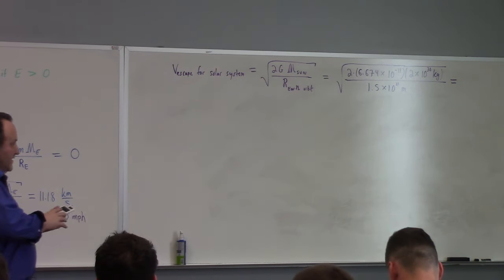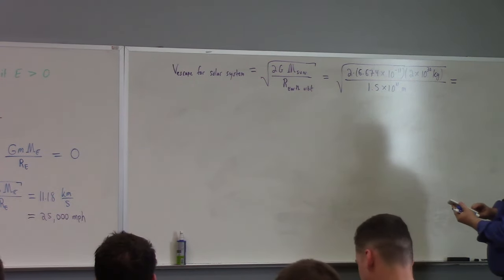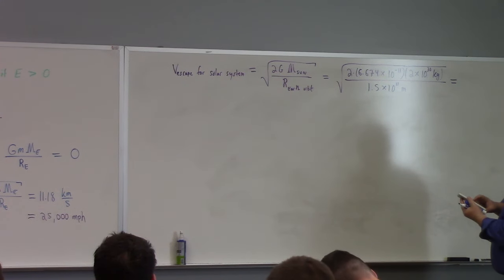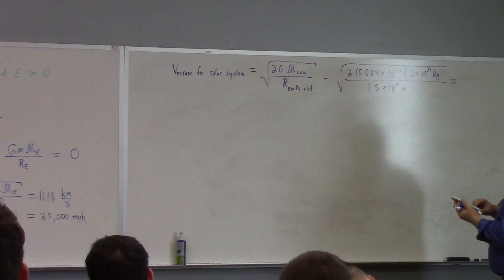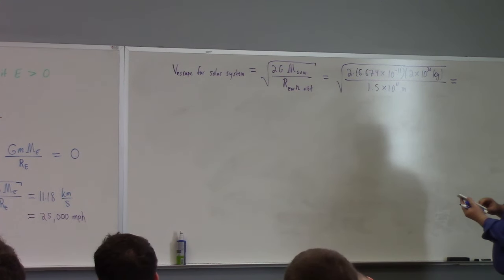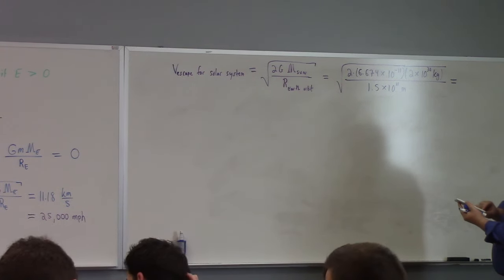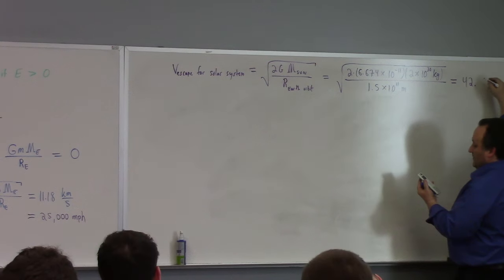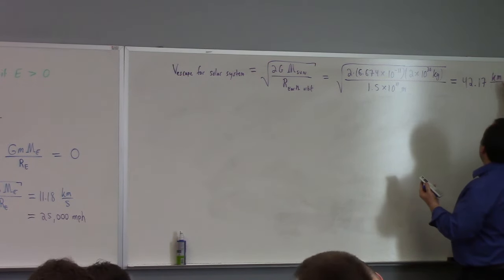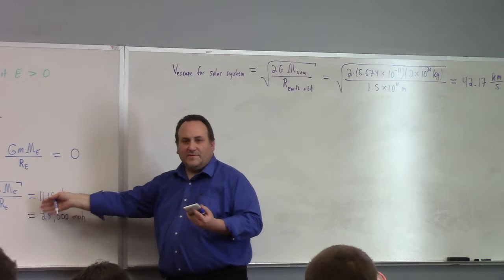I got 42,000 meters per second. Let's see here. 2 times 6.67 times 2 times 10 to the 30, minus 11 is 19, divided by 1.5 times 10 to the 11, square root of all that: 42.17 kilometers per second. It's about 4 times, so about 100,000 miles per hour, roughly.